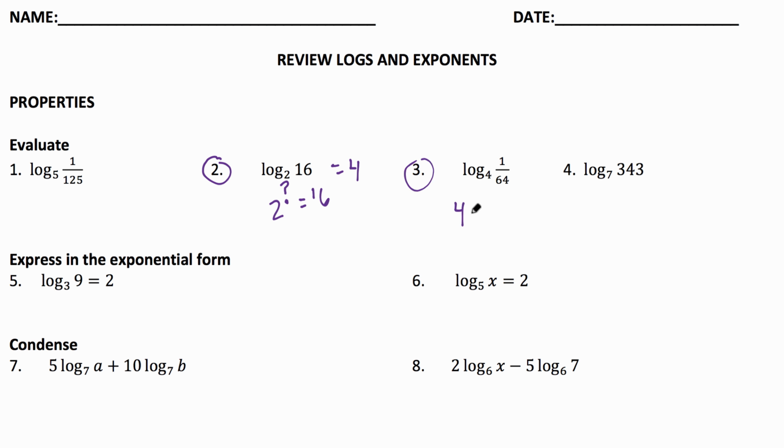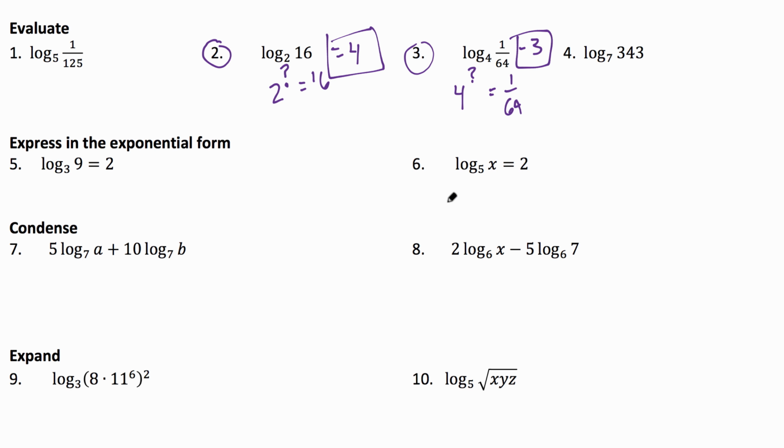So 4 to some power up here equals 1/64. Alright, so that's going to be negative 3. So you basically just have to say to yourself differently. There is a way in your calculator that you can just go and plug this in and it'll figure it out for you. So that should be pretty easy.